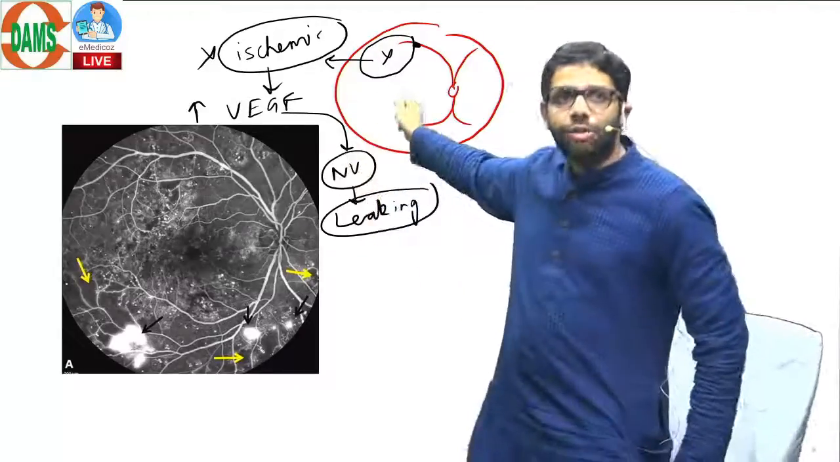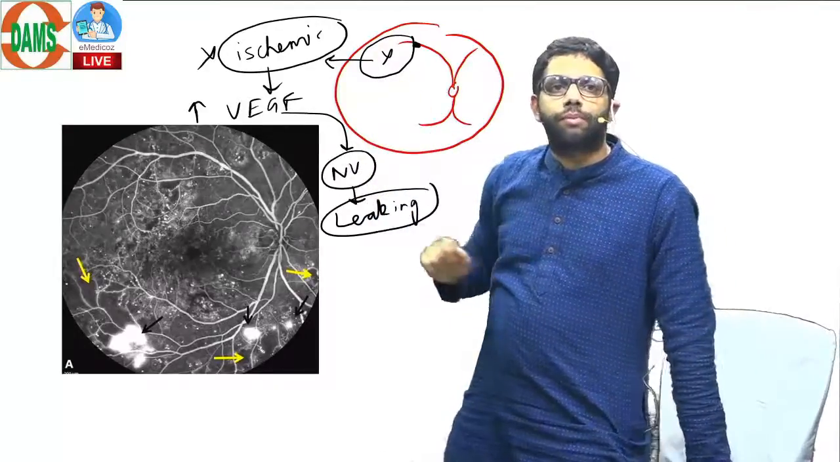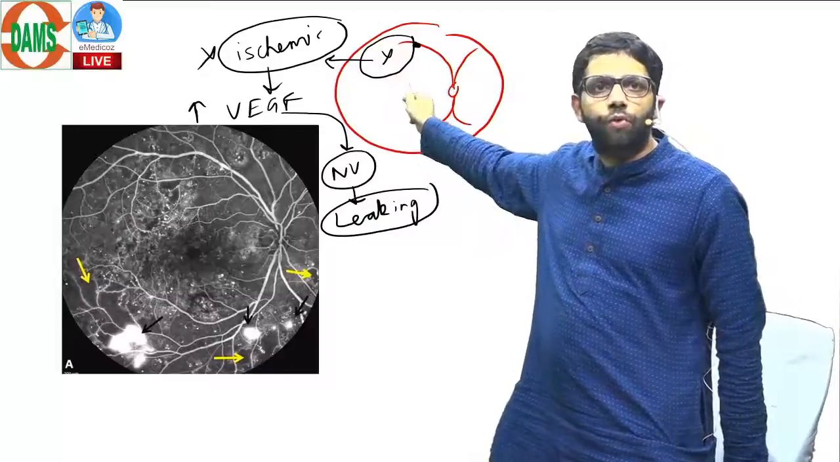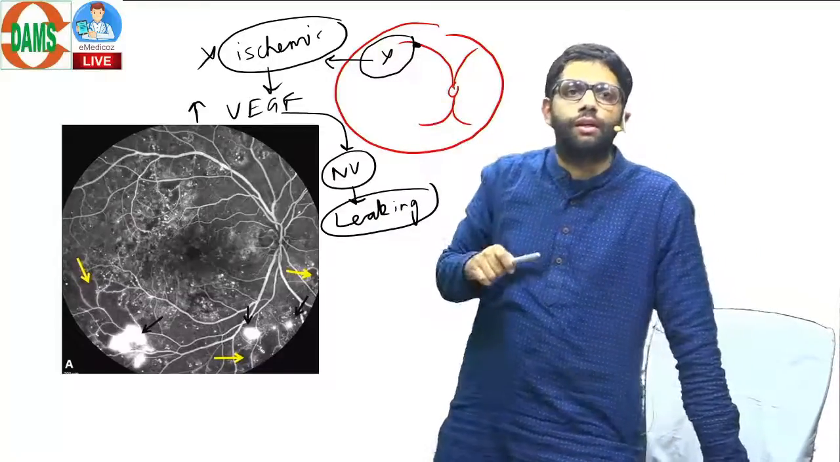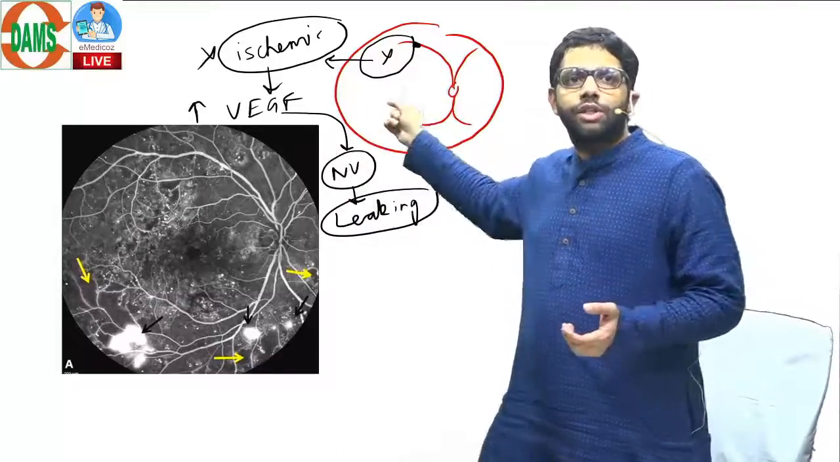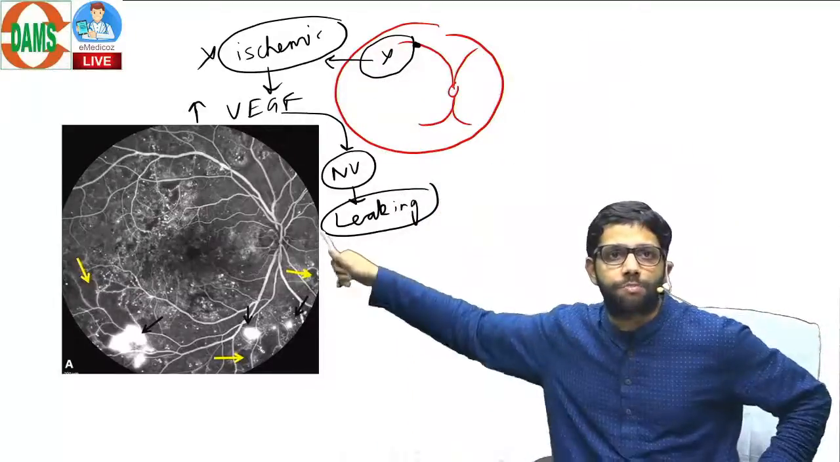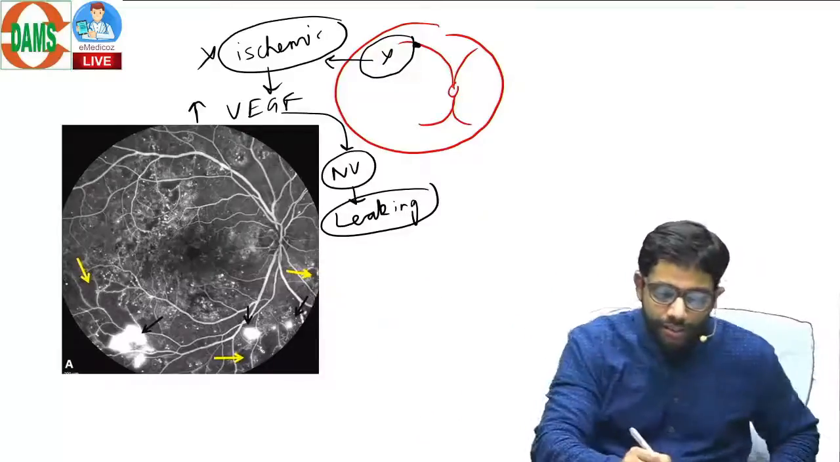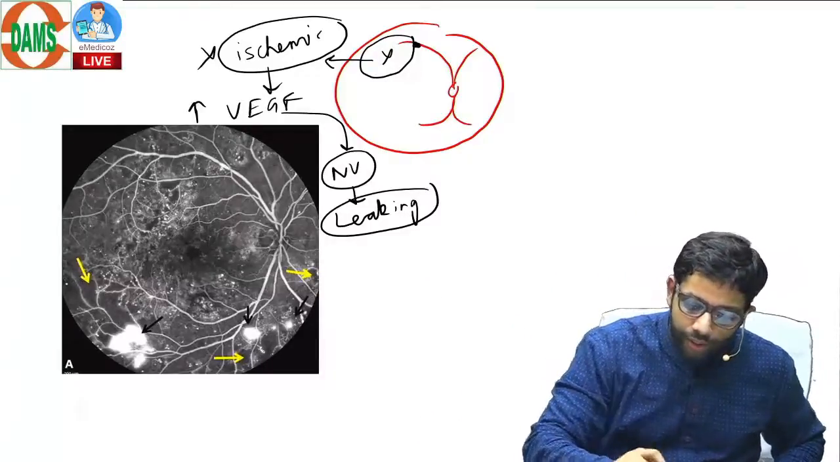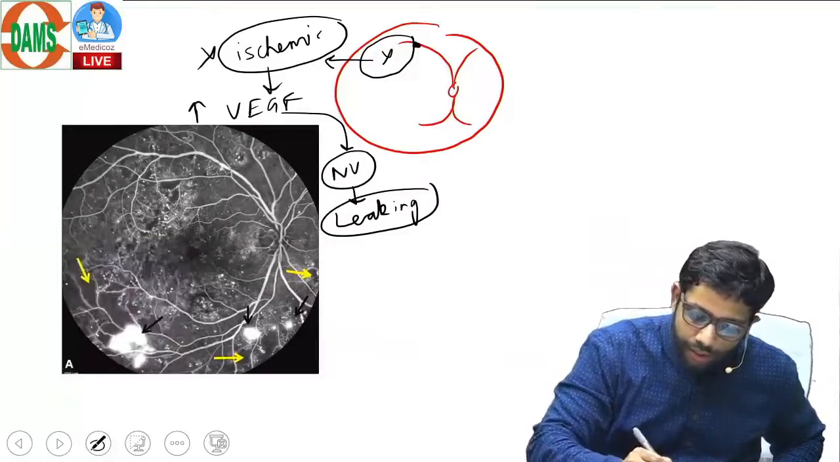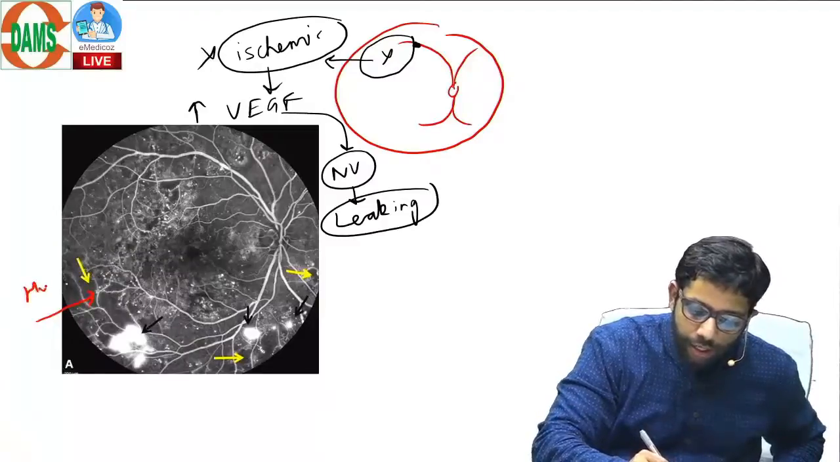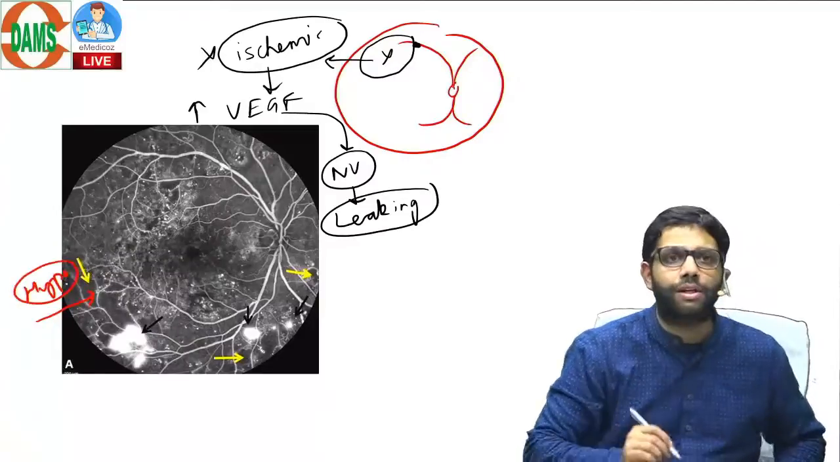So this ischemic retina is not getting blood supply. So think, will it be hypofluorescent or hyperfluorescent? There is no blood supply. So ischemic retina will be hypofluorescence. If you can see in this picture, right retina, these yellow areas are dark because these yellow areas are hypofluorescence because of ischemic retina.